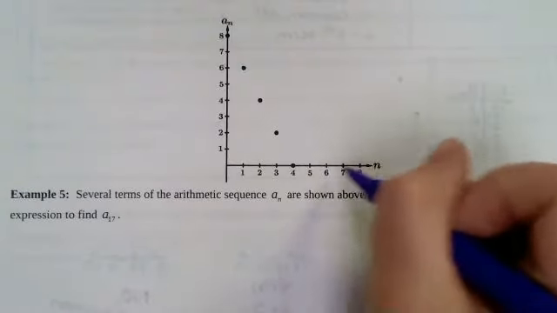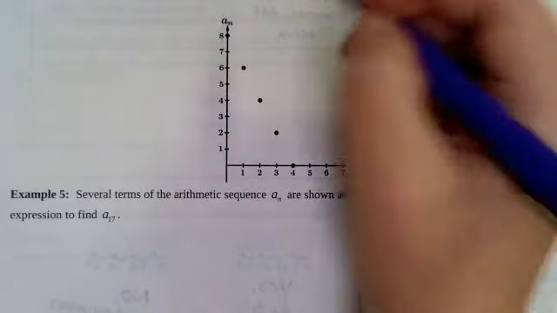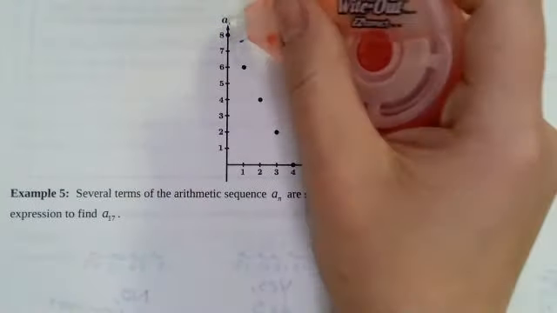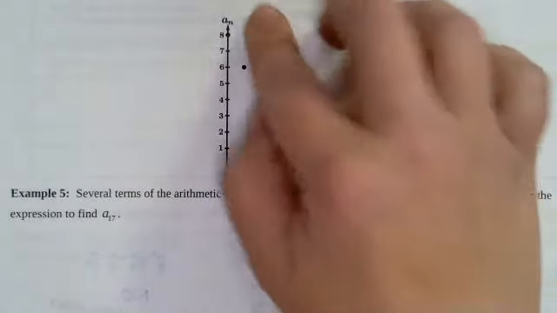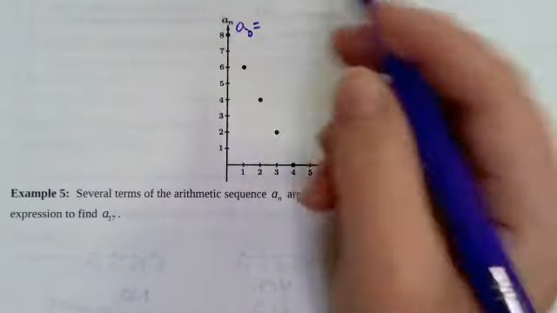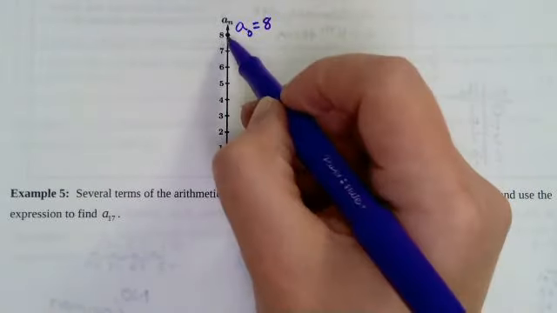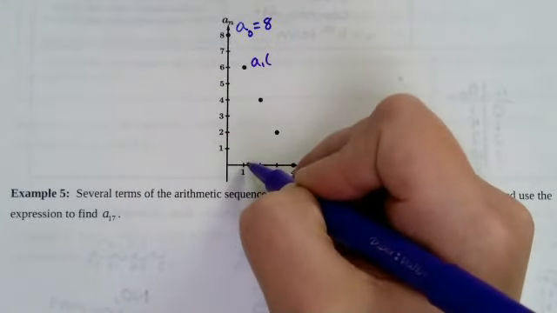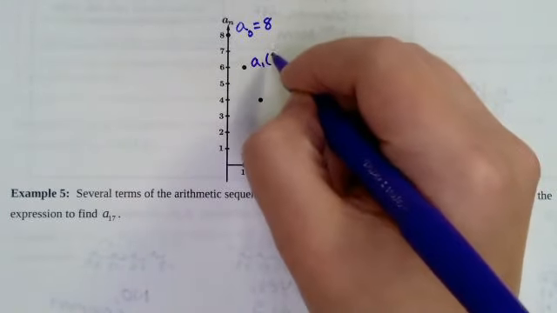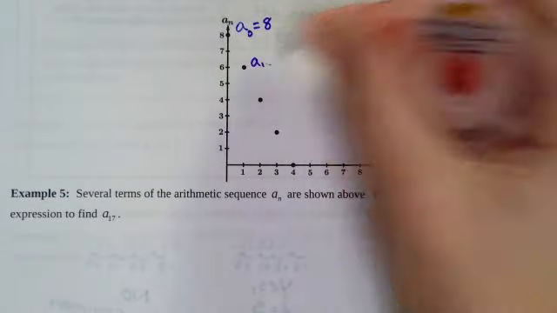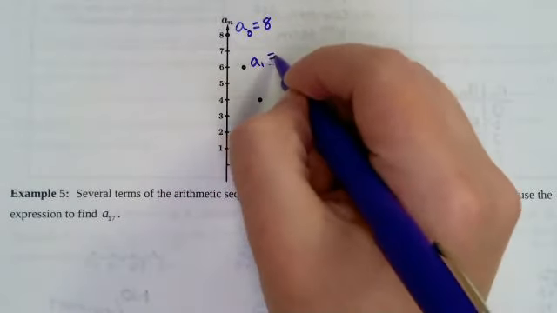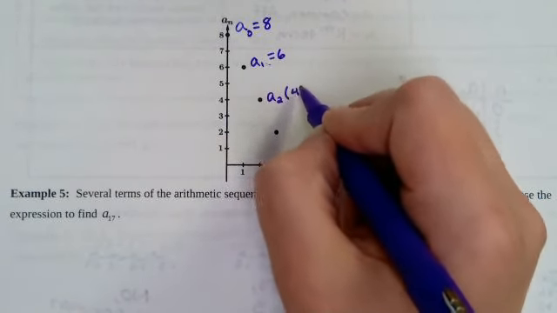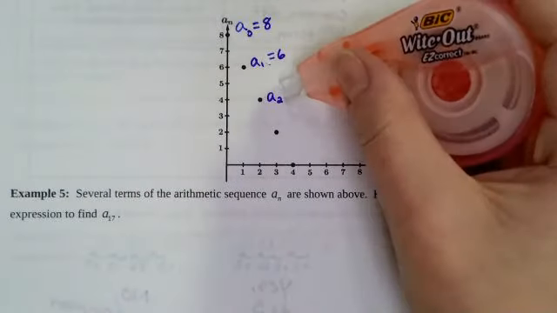If your n's, which you'll see here, this is my axis for my n's, the input, if my n was 0, a sub 0 is 8, you see that point there? That output was an 8. Then this one was a sub 1, right? If my input is a 1, my output is 6. Here we have a of 2, which is going to be 4.